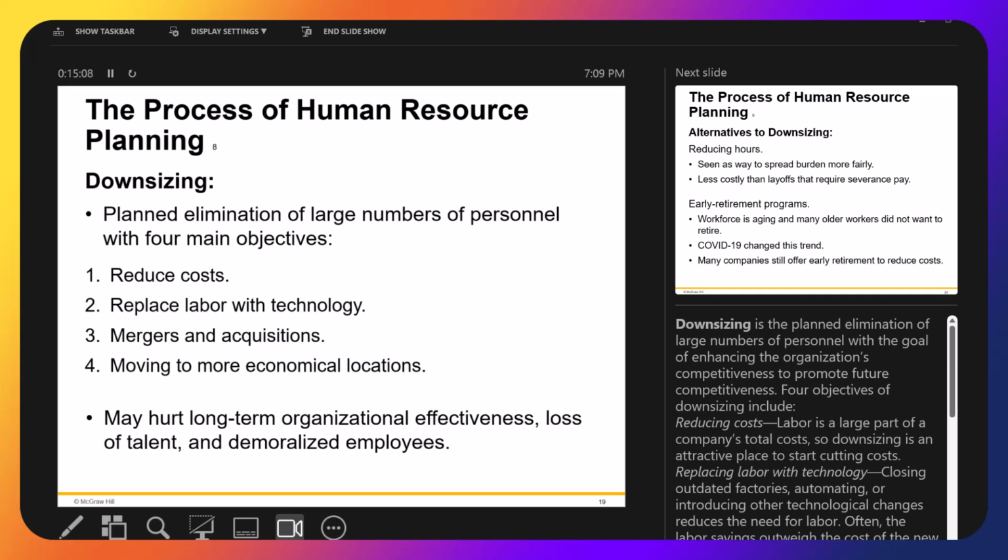The process of human resource planning, downsizing, planned elimination of large numbers of personnel with 4 main objectives. And these objectives are to reduce costs, replace labor with technology, mergers and acquisitions, moving to more economical locations. May hurt long-term organizational effectiveness, loss of talent, and demoralize employees. So when you look at this, downsizing, it always seems like it is demoralizing, and it does inflict a lot of pain, and it can set an organization back. But when you see these things, and with private industry, they have cycles. Every so many years, they will go through this. And these are the 4 main reasons why, listed right here.